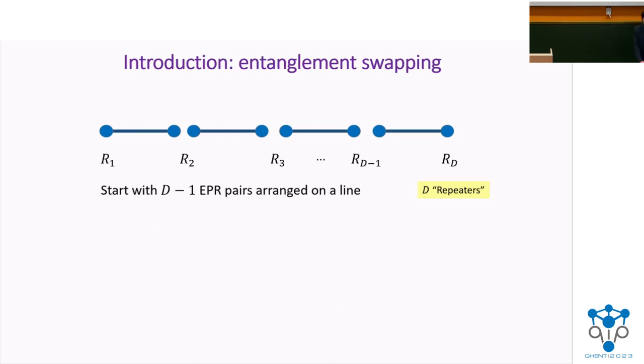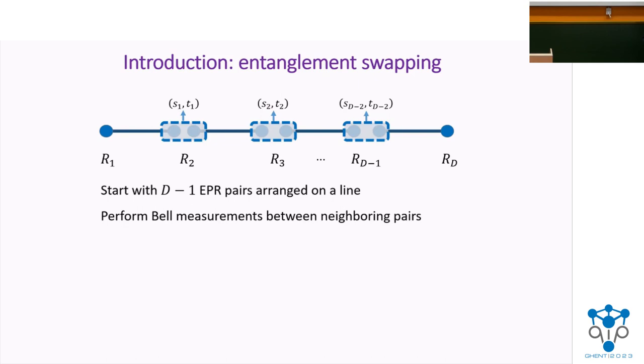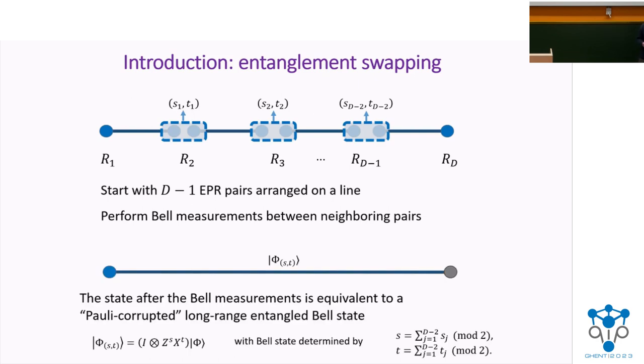For introduction, I'll begin the talk with entanglement swapping. We are basically considering d repeaters arranged on a line, and they share one repeater state between neighboring repeater stations. What we do is just perform Bell measurements. And the post-measurement state would be, for example, psi st, where s and t can be computed using the measurement outcome of the Bell measurement.